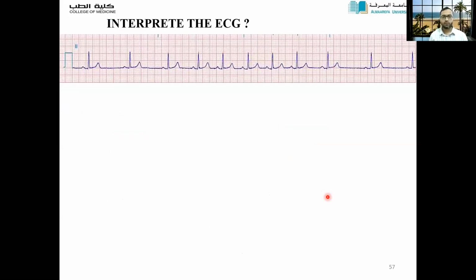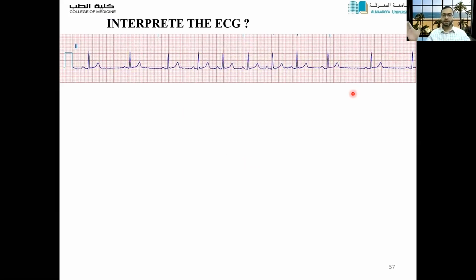Okay, now one more example. Let's see the regularity. The first step is regularity. And you can see here it's irregular. Clearly you can say that it's irregular. But there is a pattern here. If you see the first portion of the ECG, the RR interval is very broad, but if you come here in the central portion, the RR interval is very short. But again, if you see the second portion, the RR interval is broad.